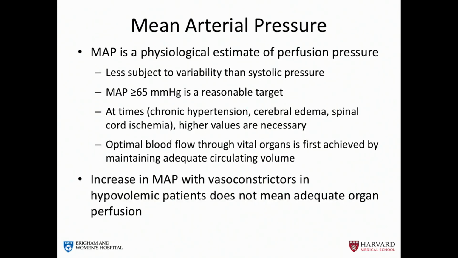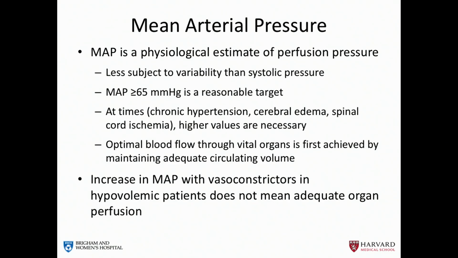Now, if we start to think about specific components of hemodynamic assessment, we often begin with the mean arterial pressure. The mean arterial pressure is felt to be a physiologic estimate of perfusion pressure. The reason we use mean instead of the individual components is that the mean is less subject to variability than systolic pressure. In fact, if you watch systolic pressure, it can vary beat to beat, where the mean arterial pressure is often much more stable.